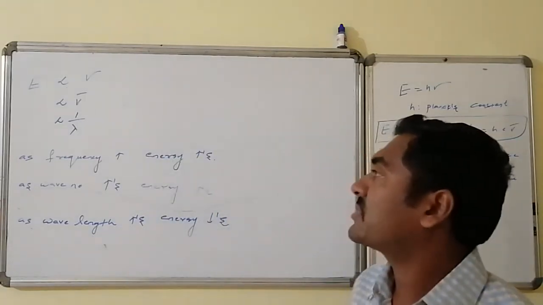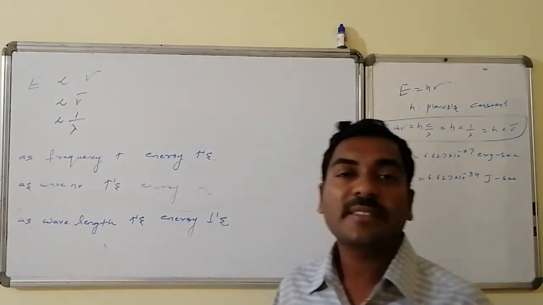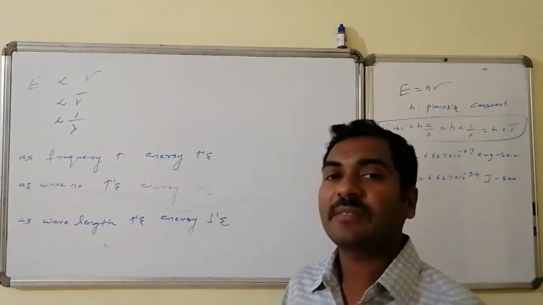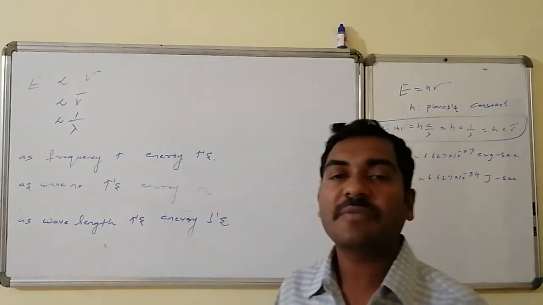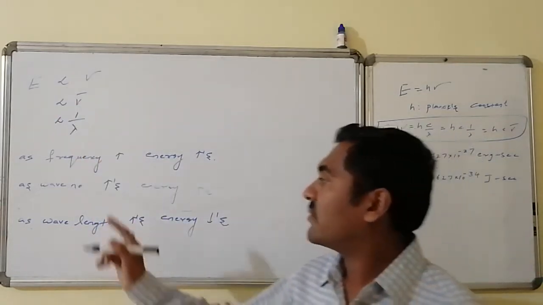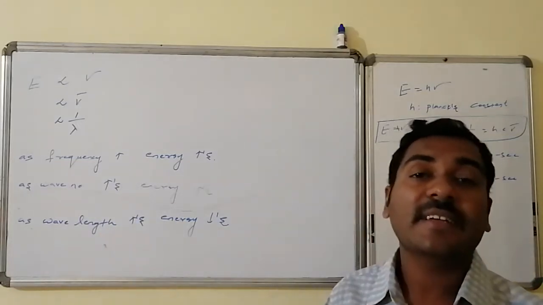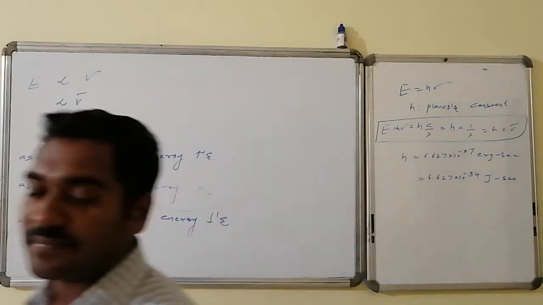Whereas energy is proportional with the frequency, energy is proportional with the wave number, energy is proportional with 1 by wavelength, or energy is inversely proportional with the wavelength. As frequency increases, energy increases. As wave number increases, energy increases. As wavelength increases, energy decreases.